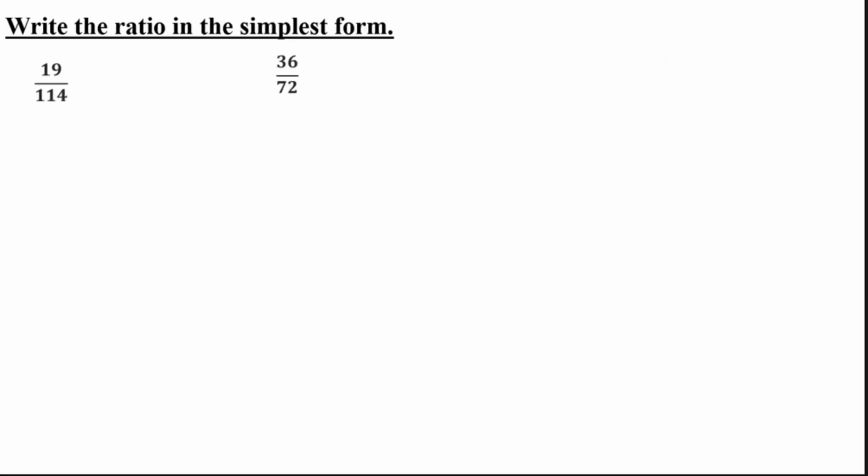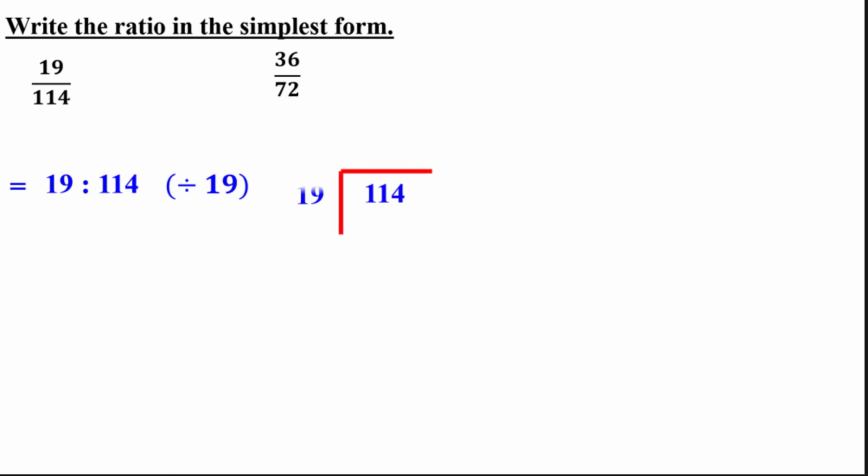Write the ratio in the simplest form: 19 over 114 and 36 over 72. 19 over 114, we can write it as 19 to 114, and we can divide here by 19. We can divide 114 by 19 by using long division. It will be 6. 6 times 19 will be 114. You can subtract, it will be 0. So the ratio will be 1 to 6. And the fraction 19 over 114 will be 1 over 6.